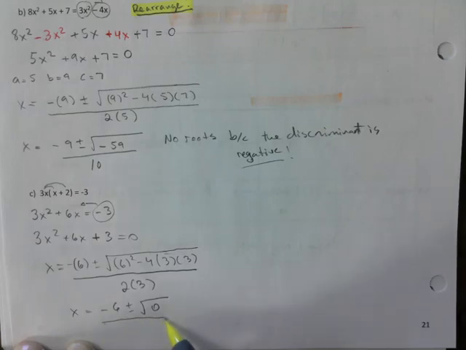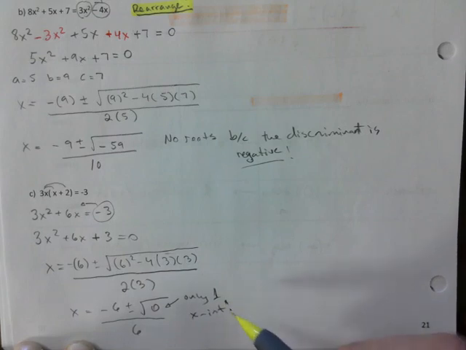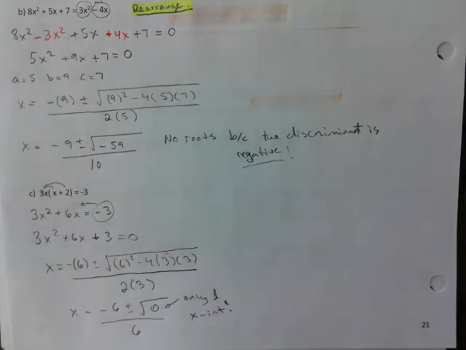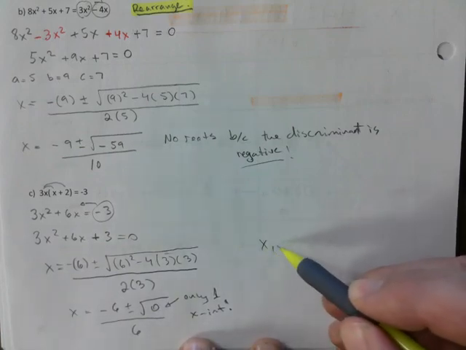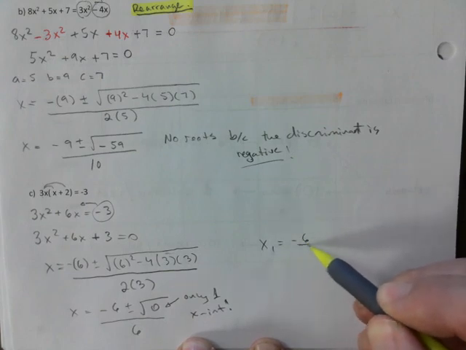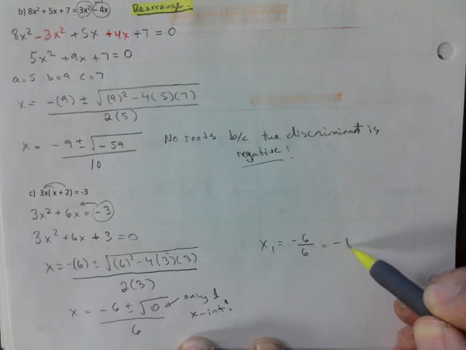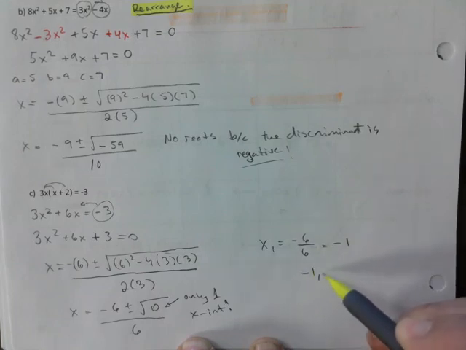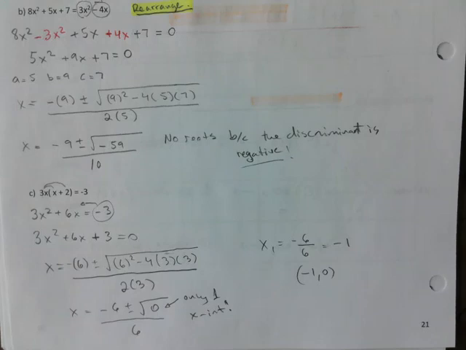So what does that mean? Yeah, only one x-intercept or only one root. So don't go plus 0, minus 0. You can actually ignore the root of 0. You can go plus 0 if you want. It's not wrong. But you can just say there's only one root, and that's negative 6 over 6, which is negative 1. So you found the only root, that is negative 1, 0.